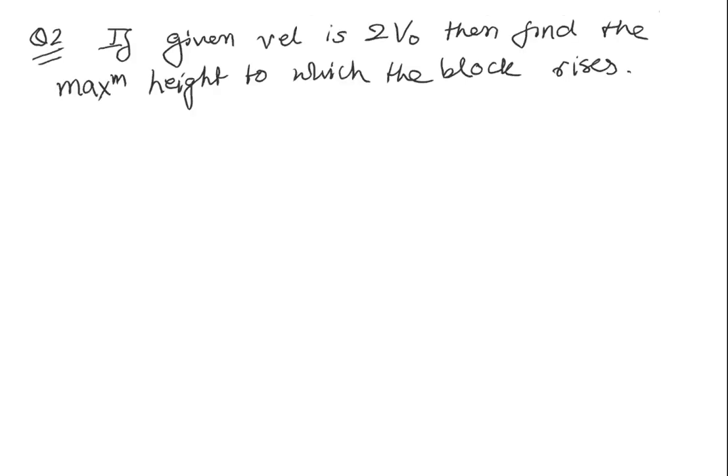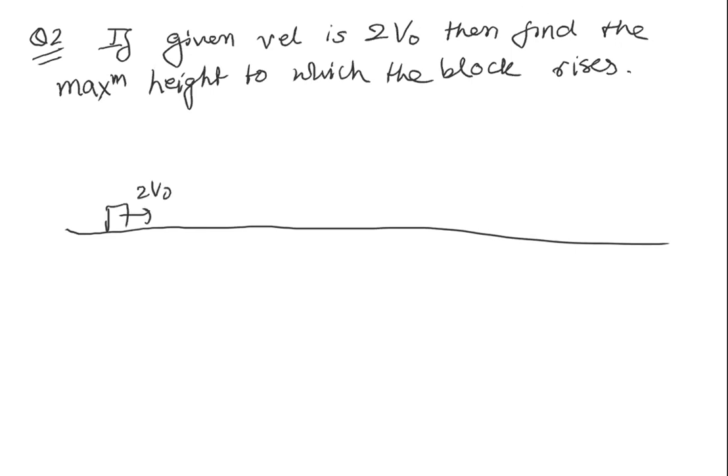Question 2. So now what I'm doing is sending the block with a velocity of 2v0. V0 we've already found. So this guy is now going to climb the wedge, but this time it will not stop at the topmost point, because v0 was the minimum velocity for which it just reached the topmost point.